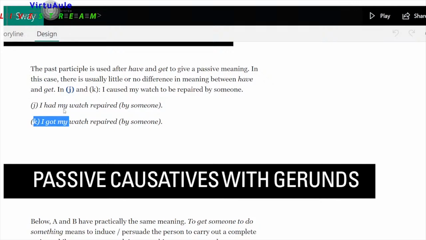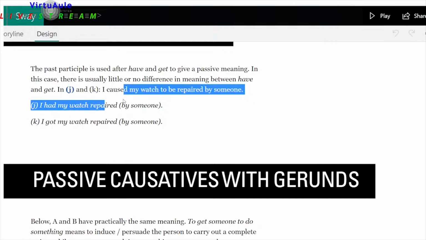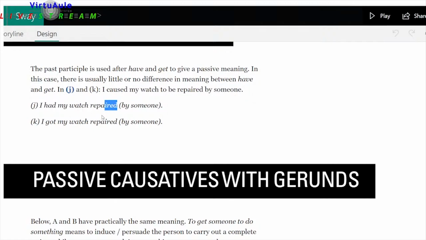So we have plus the verb in the past. So this, got plus the verb in the past. This can change. I have my watch repaired. I get my watch repaired. It's not the tense, the past tense here, that you should pay attention to. It's the participle of the verb that is used in the main part of the sentence.